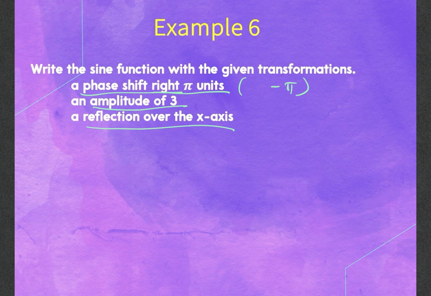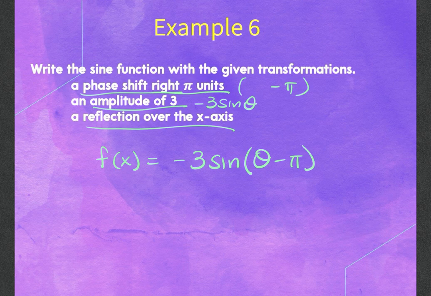The amplitude is going to go on the front of the trig function, and then the reflection is also going to go on the front there. So we're going to do f of x equals, the negative comes first, 3 for the amplitude, sine of theta minus pi. And then there's the equation of your function.